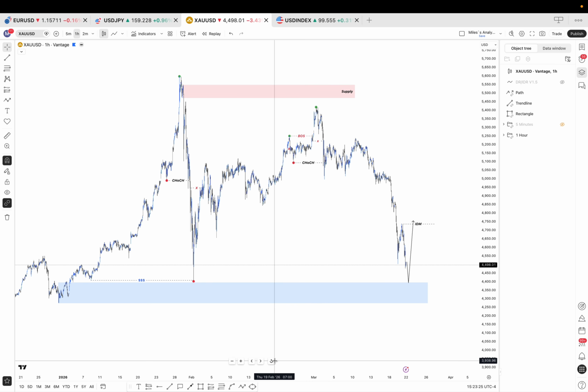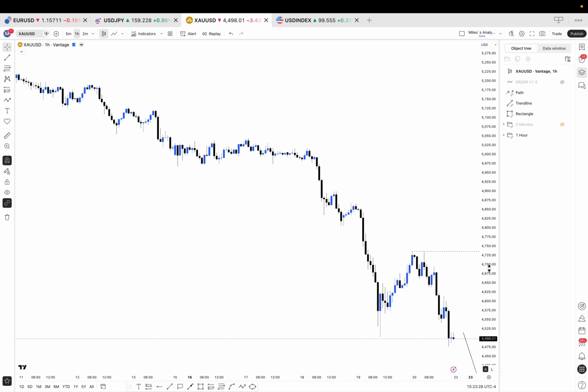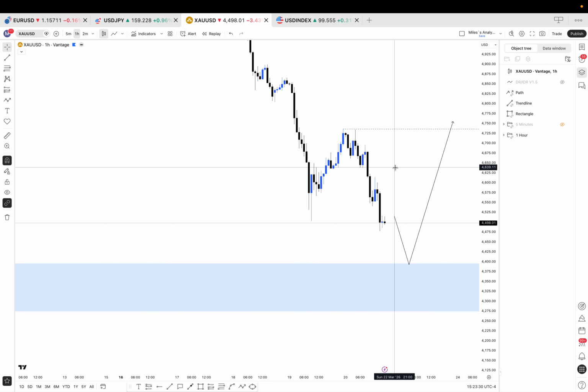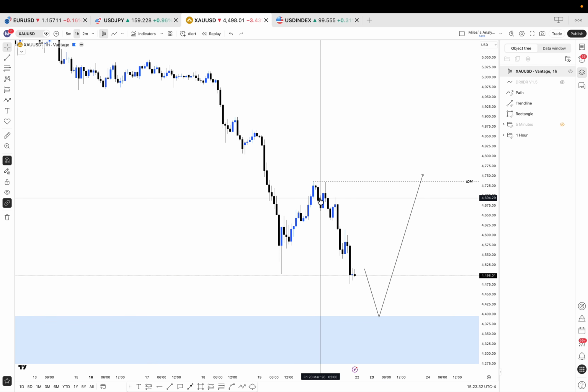But then again, this is just to give you a directional bias of the market. This is not for entries. For entries, it'll be on lower time frames. So yeah, guys, I guess this is it. We have USD index as well.